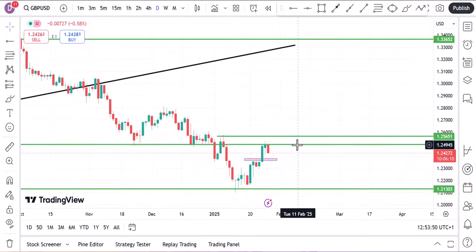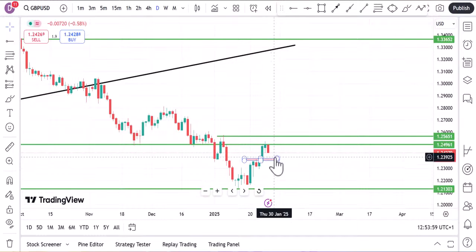This line is still there. I analyzed this during our weekly outlook, and you can see the reversal candlestick pattern Monday gave us, and you can see the way the market is coming back to here.